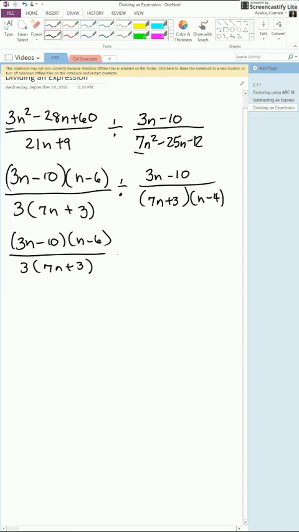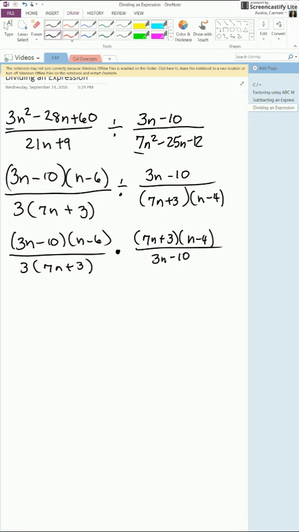And then in order to change the division to multiplication, we have to actually do the reciprocal of the rational expression that's after the division sign, not the one that's before, the one that's after. So this is the only one that changes there. So the denominator becomes the numerator, and the numerator becomes the denominator. And so now, because we did that, now we have things that actually cancel out.